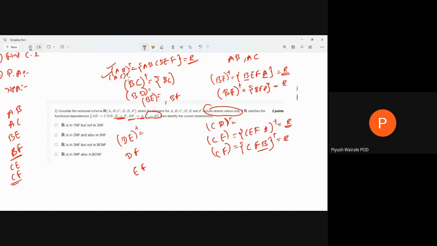So D, no D, right? DF, no, because it is not giving me A, B, C, D. Yeah. EF, EF will give me EF only, right? So that's it. Now, if we take any key with any other attribute, it will be a super key, right?